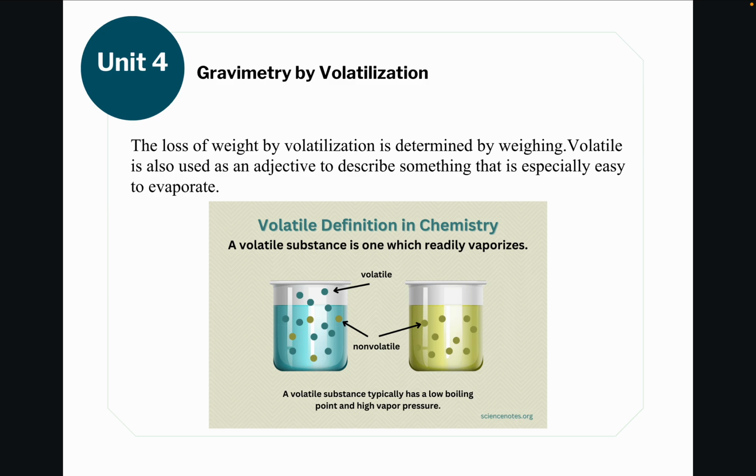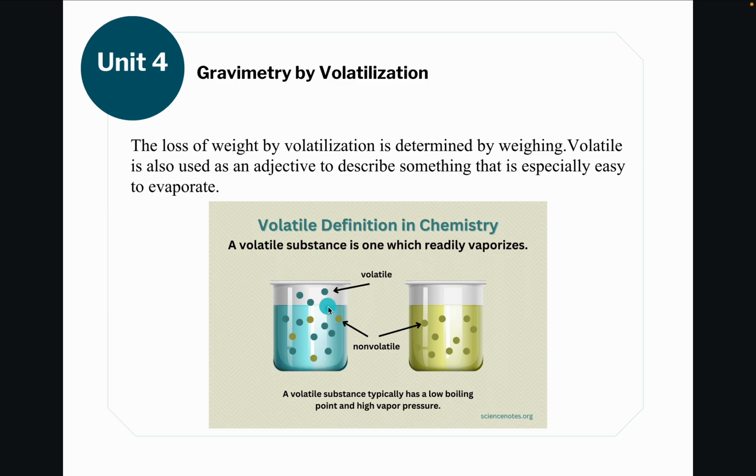Volatilization gravimetry is a technique used in analytical chemistry to determine the amount of a substance in a sample by measuring the mass of a volatile compound. So we have here an illustration of volatility in terms of chemistry. A volatile substance is one which readily vaporizes, as we can see in the illustration.